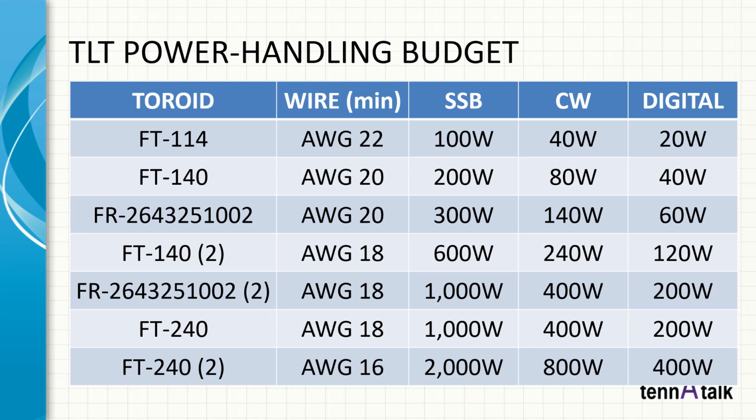So let's talk about the TLT power handling budget. Again, these are different toroids. This happens to be the ferrite device. It's a very popular device these days. It's taller and has a very thick wall for very good magnetic conductivity. Here are some combinations of wire with the toroid, and look at the power handling capabilities. You can take a look at this offline, but again, from sideband to CW to digital, you have to be derating this.